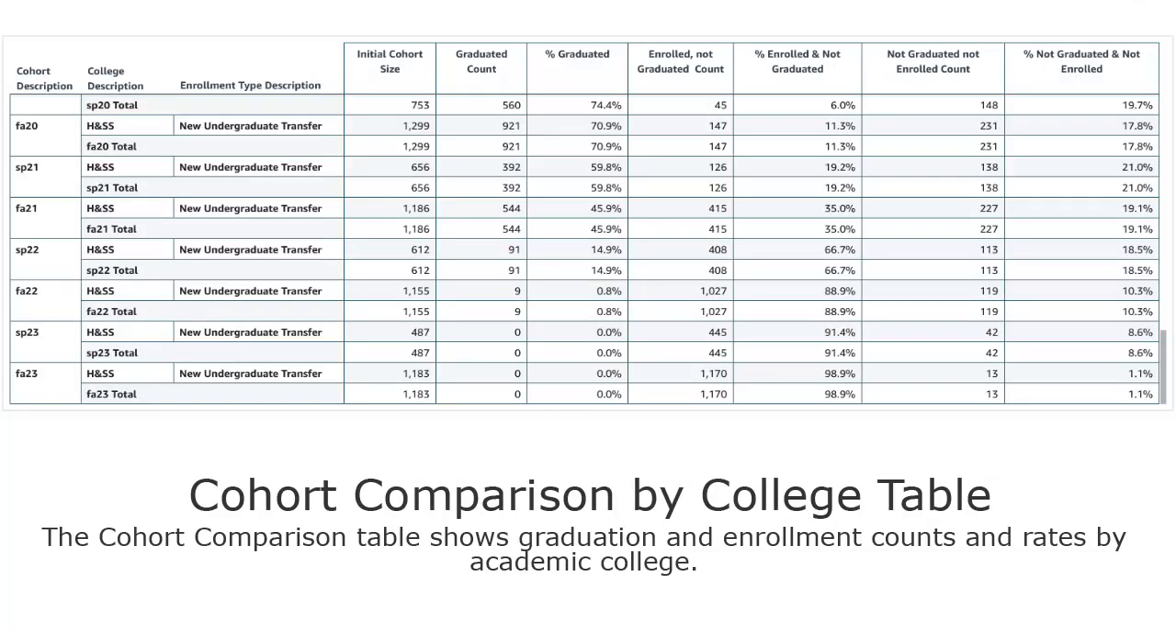Looking at the detailed table, I can locate the row for the spring 2021 cohort and see that there are 138 new transfer students from that cohort that are not graduated and not enrolled and started with a major in the H&SS college. And I can compare that with the other cohorts for the H&SS college.